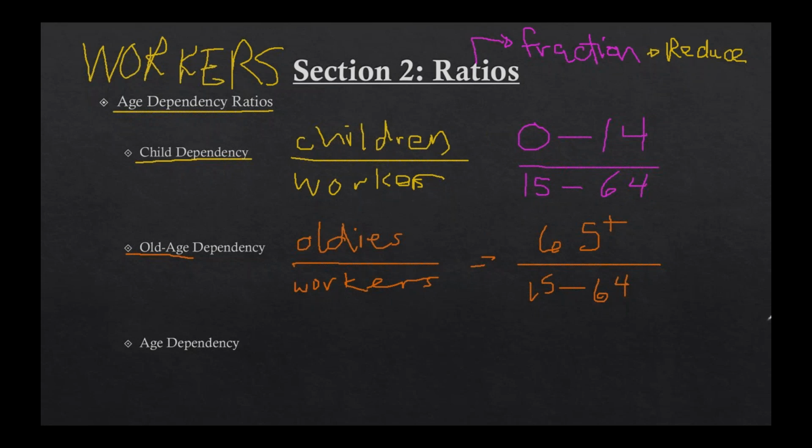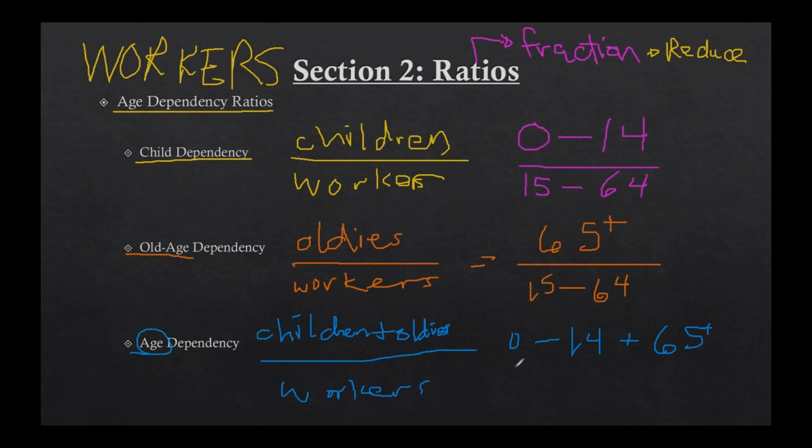And then last but not least, we have what we just call the age dependency. The age dependency is all dependents. So that's the children plus the old people. Ooh, my handwriting is getting worse. I know it's hard to believe. Divided by the workers. So we're going to take all of the people who are children, 0 to 14. Then we're going to add to it the old people, who we know to be 65 and above. And again, we divide by the working class. Okay, so you'll notice that we are always dividing by the workers.